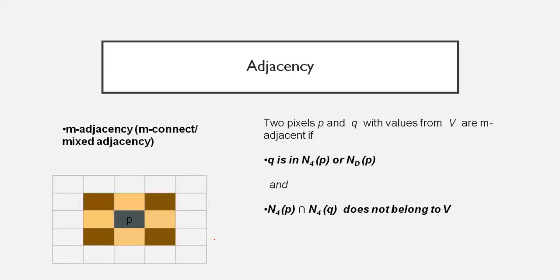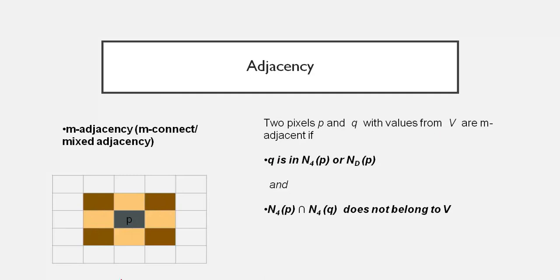Let us understand this with the help of an example. Okay, so here what we are trying to tell is that Q can be either 4 neighbors of P or it can be D neighbors, diagonal neighbors of P, and values of P and Q both should be from set V.